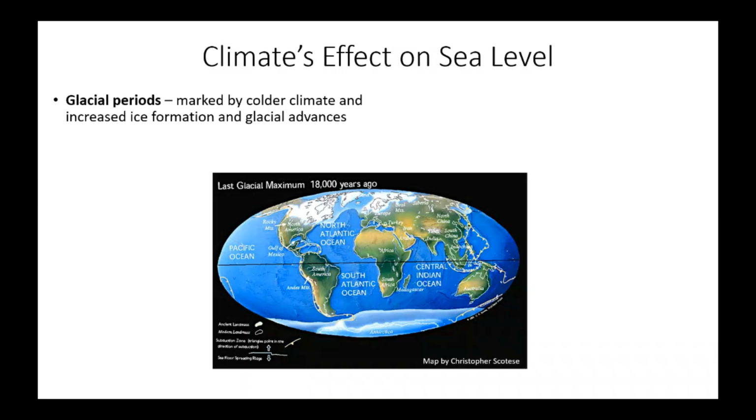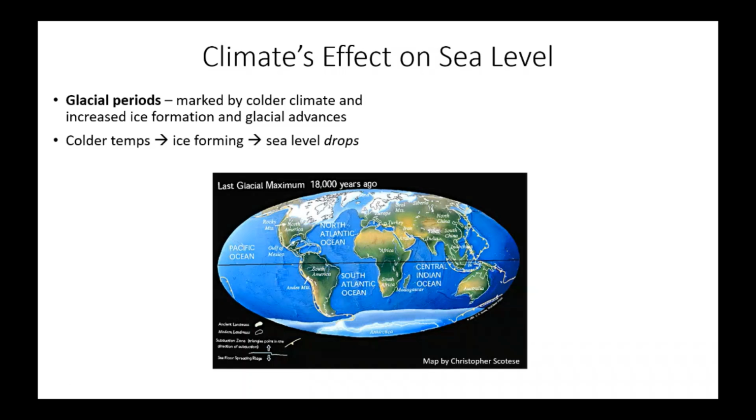During these colder glacial periods, more ice forms, effectively stealing liquid water from the oceans and locking it up in all of this additional ice coverage. Therefore, during glacial periods, the sea level drops, and sometimes very dramatically, as we'll see in a moment.